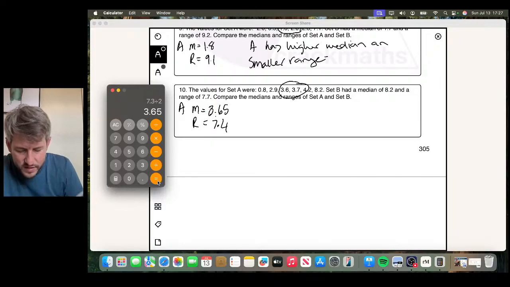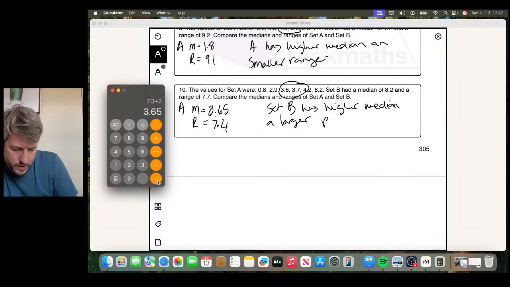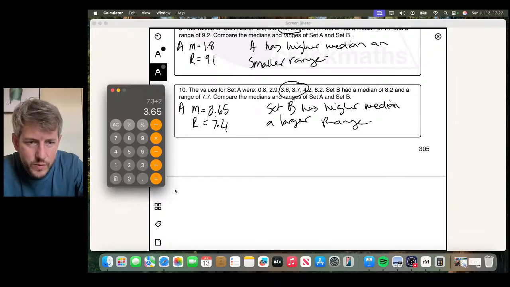Okay, so set B has a higher median and a larger range. Okay, there we go. So let's get these questions marked.